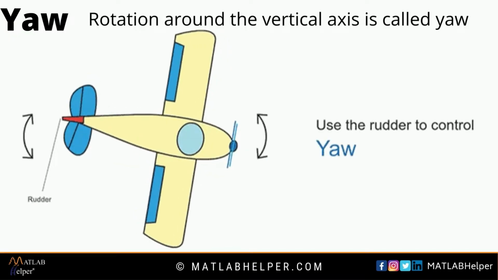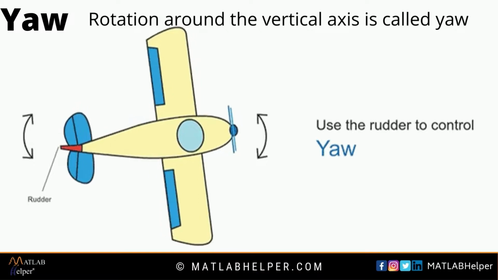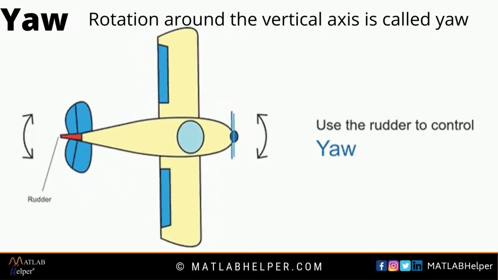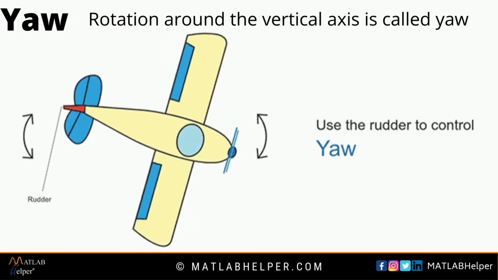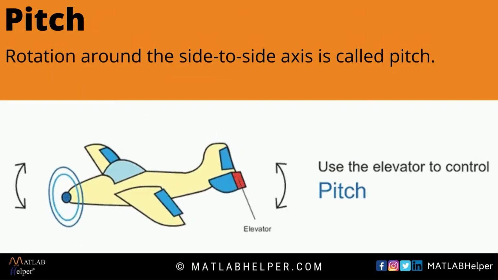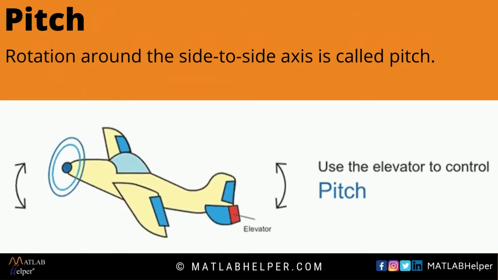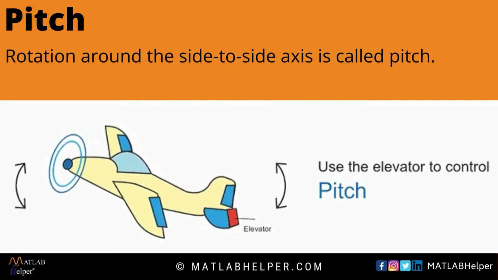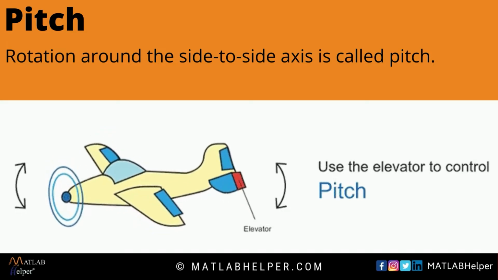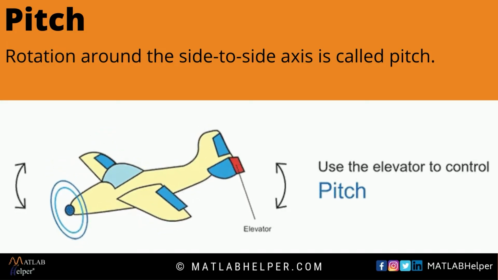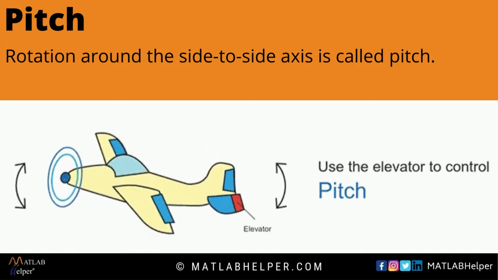Yaw is similar to banking in the sense that the aircraft changes the horizontal direction. However, instead of ailerons, the rudder moves left or right and stabilizes the aircraft. Pitch is done by the elevators and they help in increasing or decreasing the altitude of the aircraft. It has no horizontal components. Roll, yaw, and pitch together are called the attitude of the aircraft.